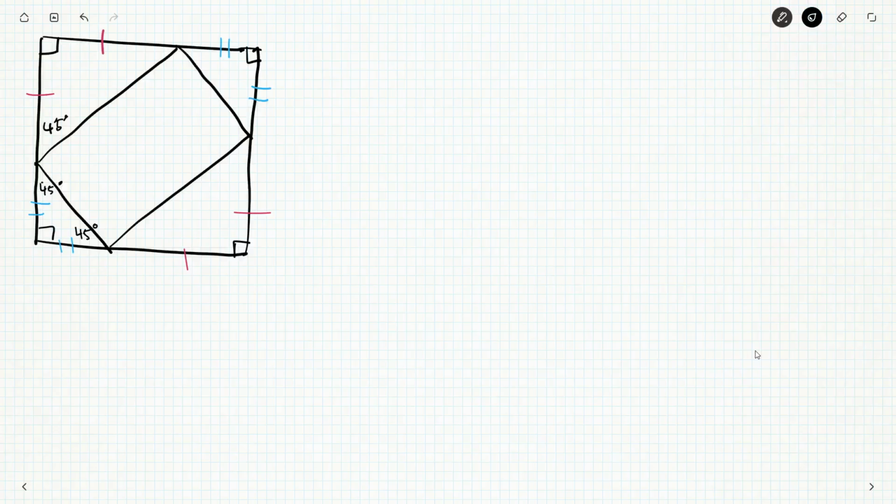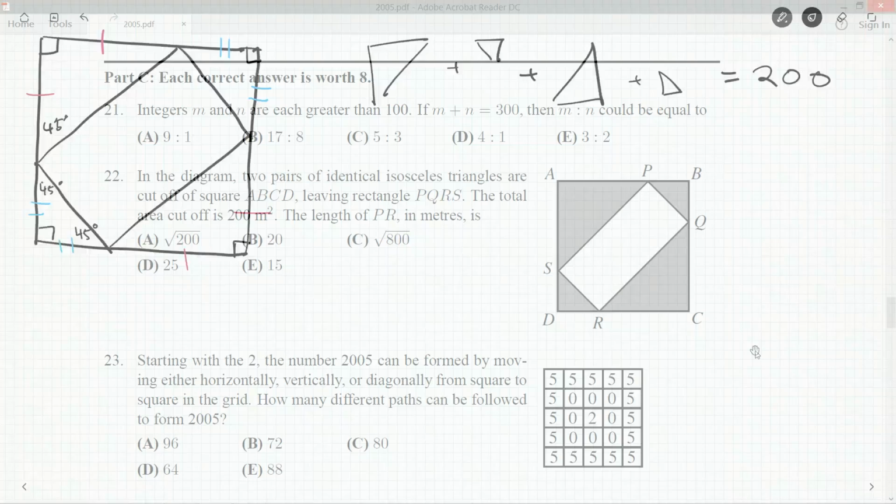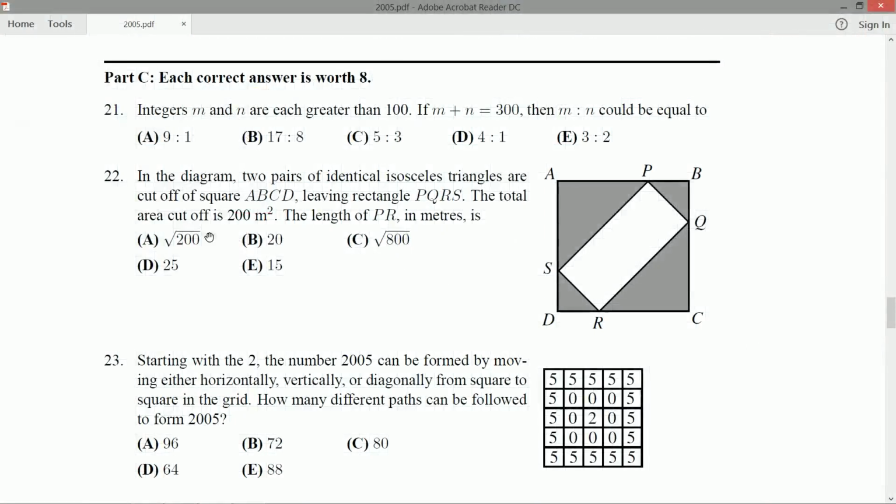Now we're told that the area that's cut off, so the area that is the sum of all these, the big one plus the littler one up in this corner plus the small one down here plus the little one down here. We're told that that was what? 200 meters squared, correct? Yeah, the total area cut off is 200 meters squared.